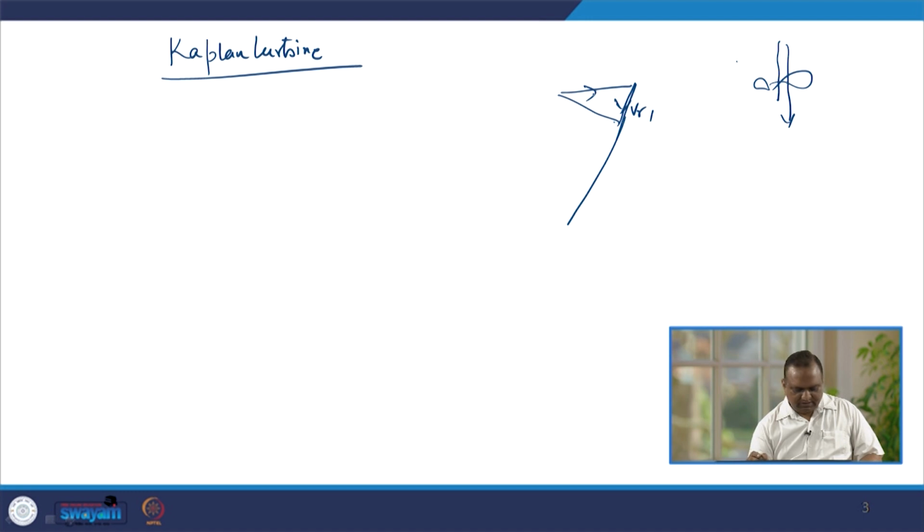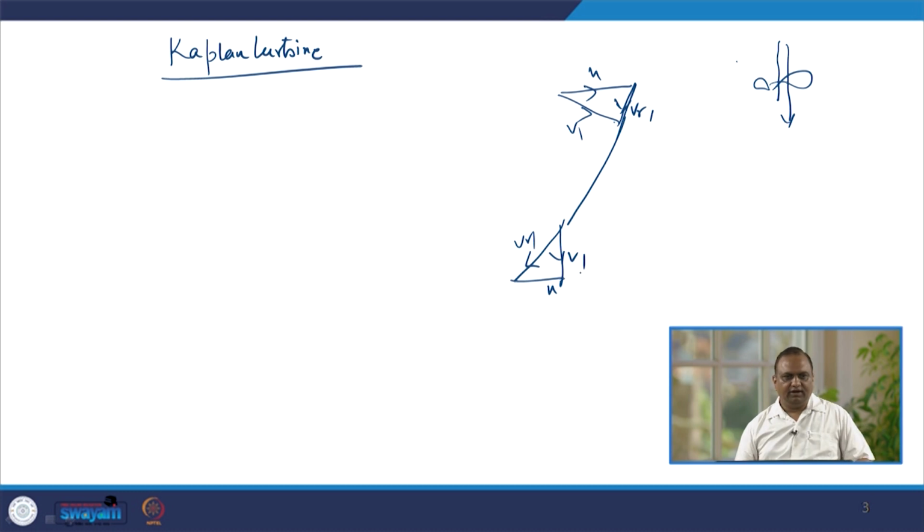This is VR1, this is U, and this is V1. And now here this is VR1, U, and this is V1. It is going to be like this. Blades are flexible, so inlet angles can be adjusted in the Kaplan turbine.